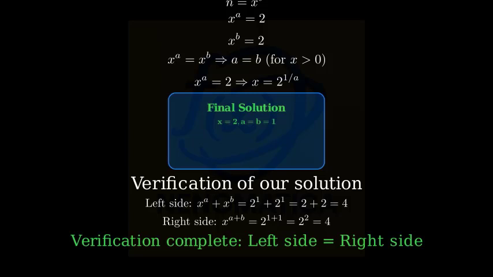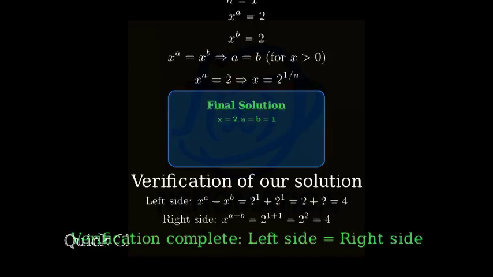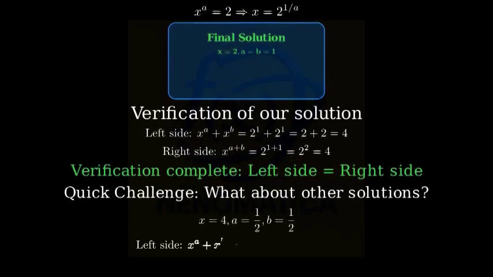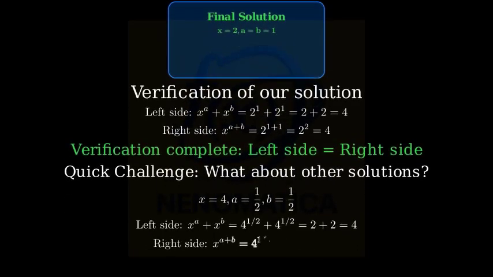Quick challenge. What would happen if we tried other values? Let's try x equals 4, a equals 1/2, and b equals 1/2. The left side would be 4 to the power of 1/2 plus 4 to the power of 1/2, which equals 2 plus 2, which equals 4.